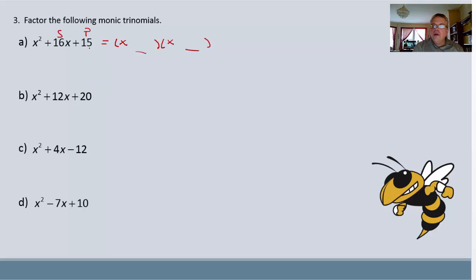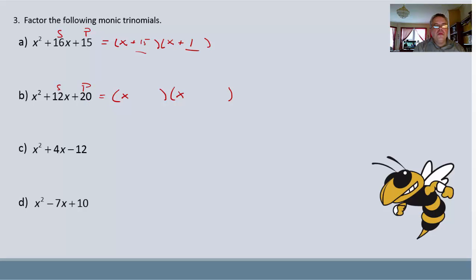So now we think, what multiplies to 15? 3 and 5, but 3 plus 5 is not 16. 15 and 1. 15 and 1 works because 15 plus 1 is 16, and 15 times 1 is 15. So this would work out. 15 plus 1. Okay. Now, here, we need two numbers whose sum is 12 and whose product is 20. So I'll get this started. That's what it's going to look like when it's factored.